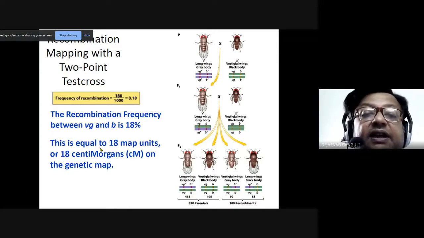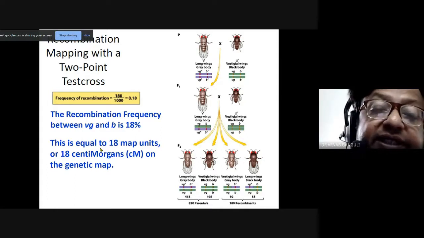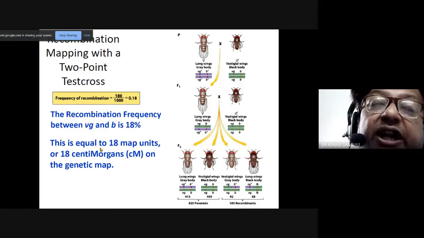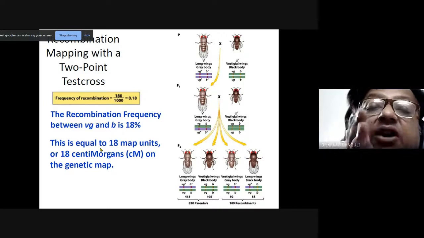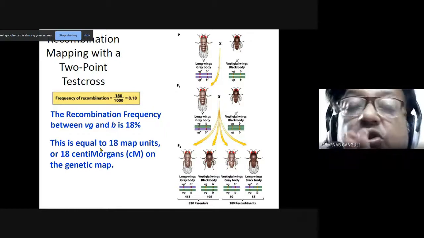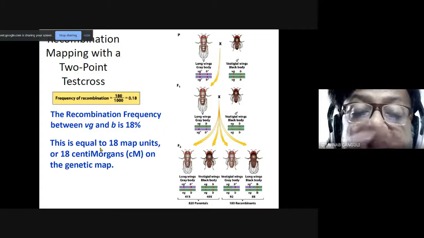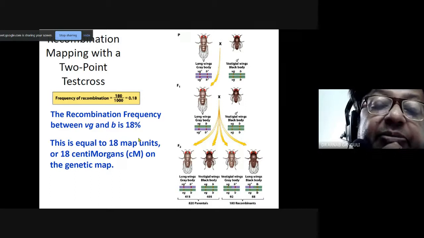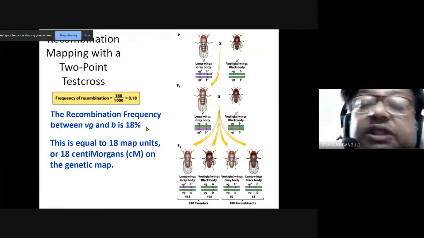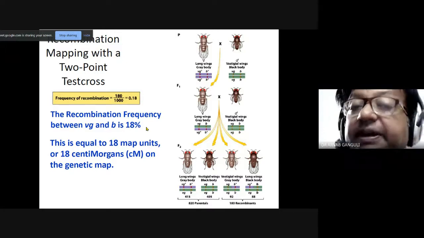So 0.18 frequency is 18%. That is 1.5%. That is 0.015. So almost they are by each other. They are so close to each other. And here we are talking about 18 map units. There it is 1.5 map units. So they are much closer to each other. This is how you interpret the frequency.